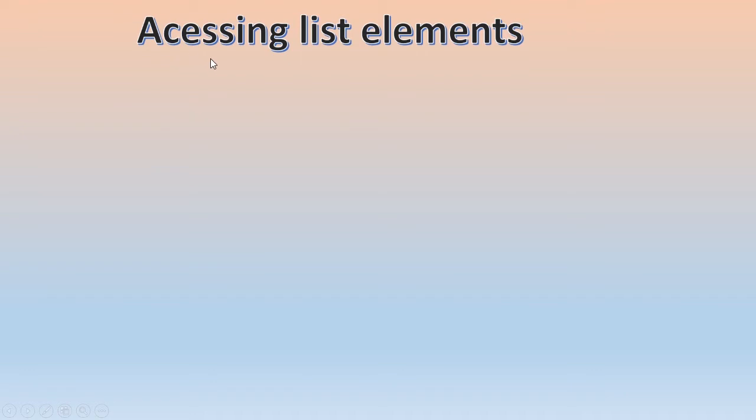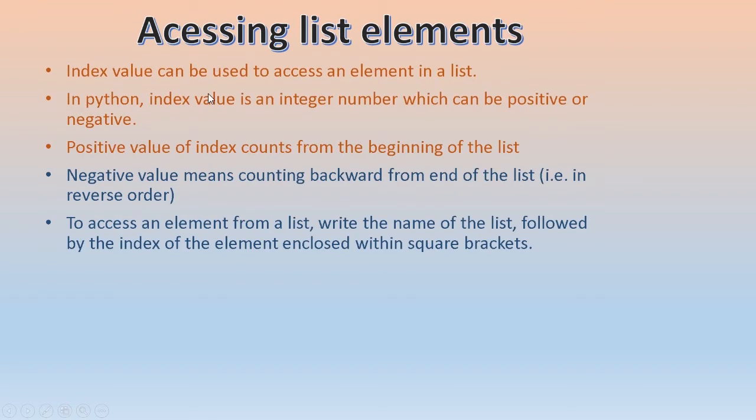Next we will see how to access the list elements. Index value can be used to access an element in a list. I have initialized the list. Next I want to access, that is, I want to print or read the elements of the list, which means I have to go for the index value. Each element will have some index value, similar to the string data type. Here also the elements can be accessed by using the index value.